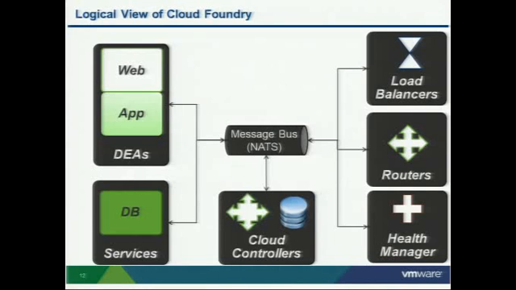You also see this message bus. This is NATS. This is how all of these components are able to talk to each other, through the message bus. And the health manager is what keeps things honest. By that, I mean the health manager actually views everything that's being communicated across this message bus and makes sure that the cloud controller actually is in tune with what the reality is versus what it's asked for. So maybe the cloud controller asks for 5 of these DEAs to start an application, and they don't all start.